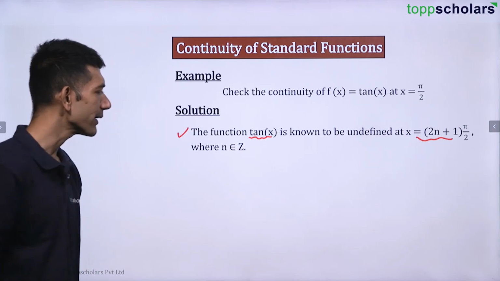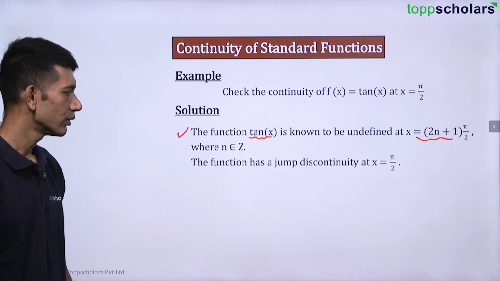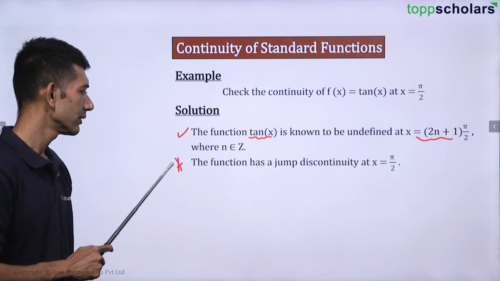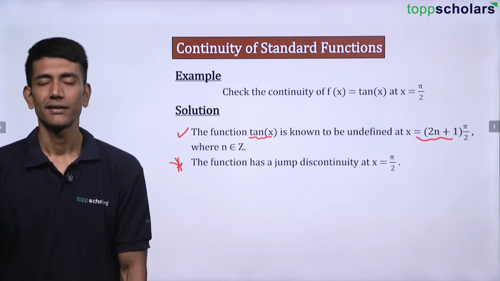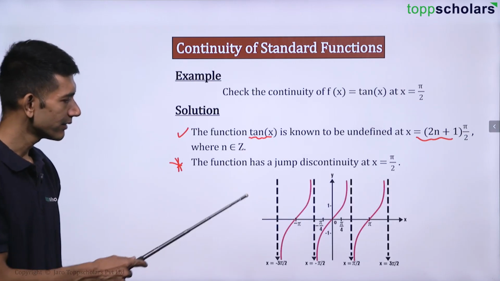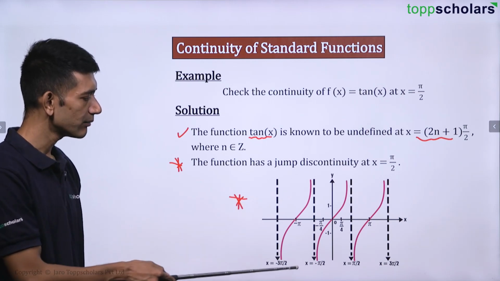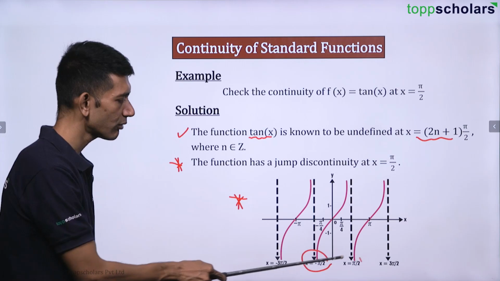At integral multiples of pi by 2, definitely, even if I have 1 pi by 2 there, that is pi by 2, this function will have a jump, right? That is, there is going to be a break at 90 degrees. So clearly, if you look at the graph, we can say that at integral multiples of pi by 2, this keeps on breaking.